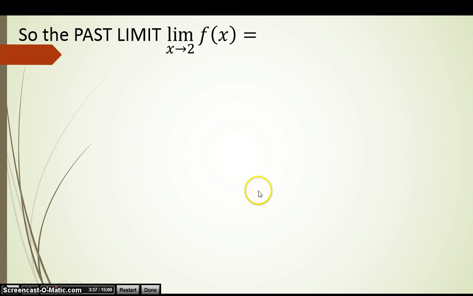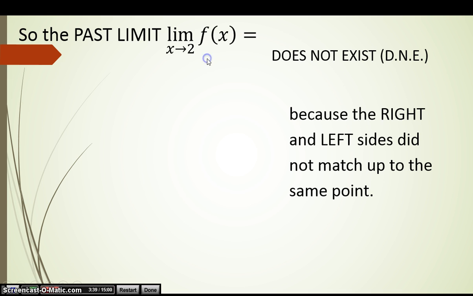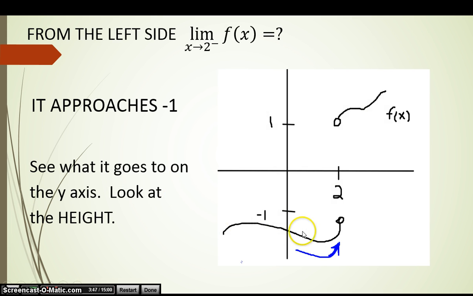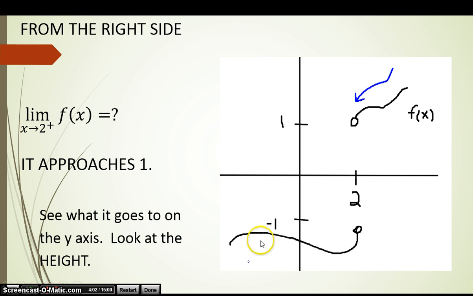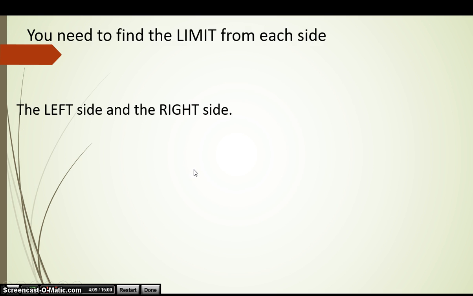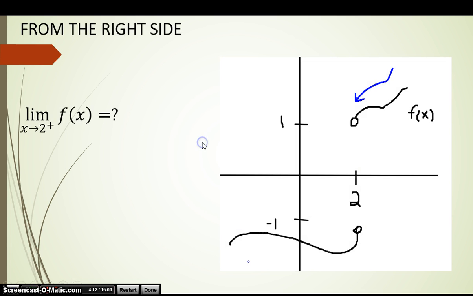Well, look at this problem. The limit doesn't exist because the right and the left sides do not match up. You just told me from this picture it looks like it's approaching -1 from this side, and right here it looks like it's approaching 1 from that side. That's not the same answer. From the right it goes to 1. From the left it goes to -1. It has to go to the same point. It's not going to the same spot, and that's why the limit in this problem does not exist.